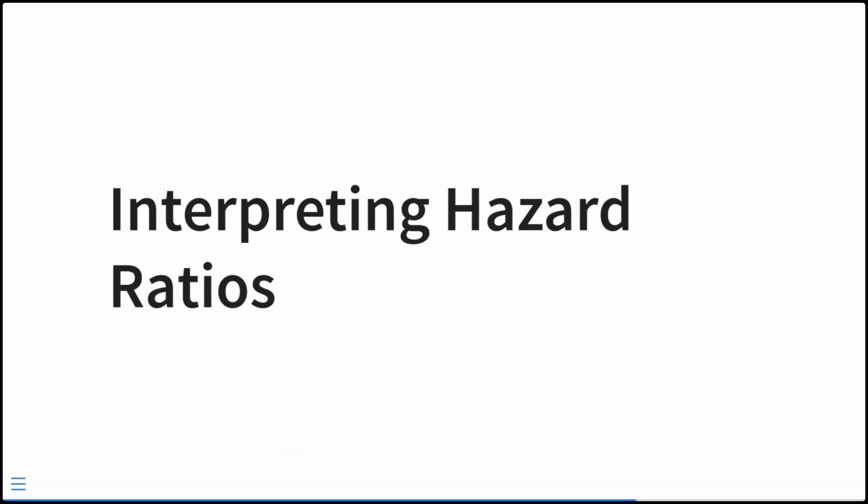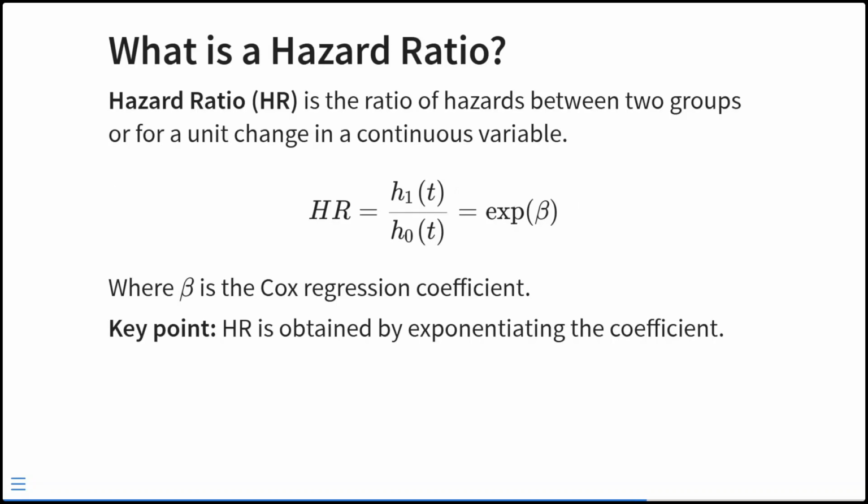Interpreting hazard ratio. So how do you interpret your hazard ratios? Hazard ratio is just the ratio of the hazards between two groups for unit change in a continuous variable. If your analysis gives you the coefficients, then you exponentiate the coefficients to get your hazard ratio. So in terms of sex, male to female, in terms of age, maybe a lower age to a higher age. That's just what the hazard ratio means.